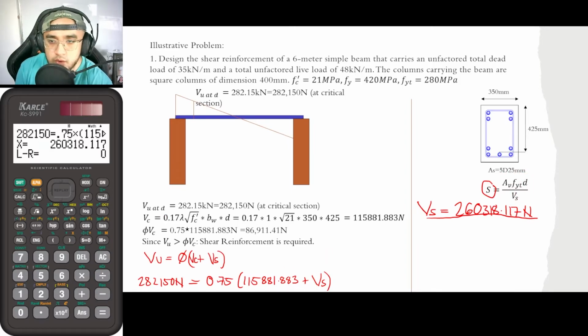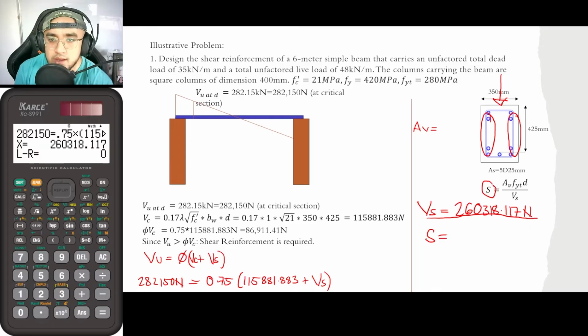So substituting all known values, S is equal to AV. And what is AV here? Since our shear force is towards this direction, meaning that we would be having two legs. For AV, it was not indicated in the problem, so I would just be choosing a diameter. I would be choosing a diameter of 10 millimeters for my shear reinforcement.